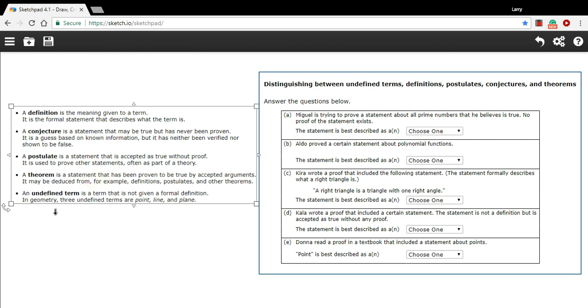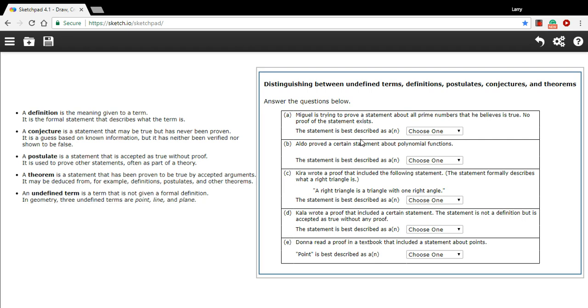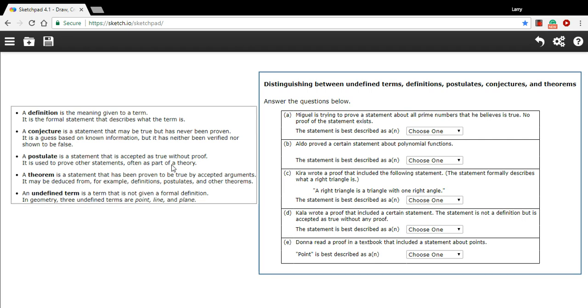And then finally, an undefined term is just one of those things in geometry that is what it is, like a point. We can't really prove why a point is a point. We just decide to agree on a point, and it's that thing. It's an undefined term. Point and line and plane are the three undefined terms you're going to hear a lot about in geometry.